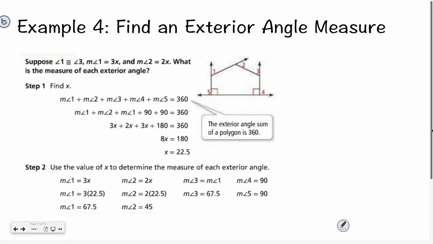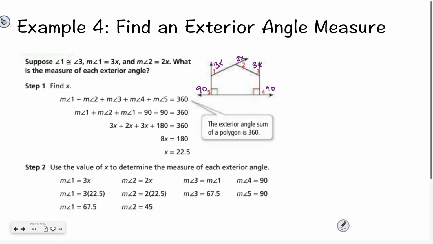So suppose angle 1 is congruent to angle 3, and the measure of angle 1 equals 3x. So I would know that this is 3x, this is 3x, and the measure of angle 2 is 2x. And then if I look at angle 4, that has to be 90, right? Because this is the linear pair. And then this is the linear pair, so angle 5 is also 90.